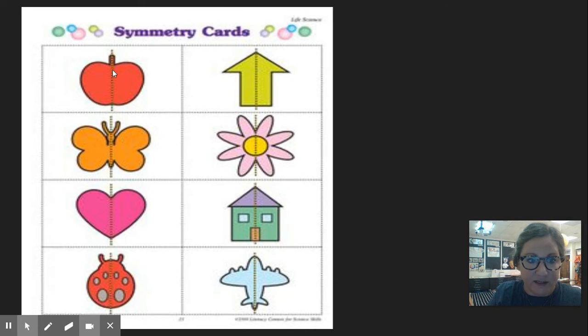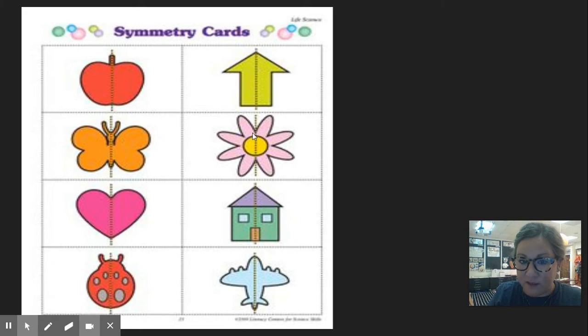This apple is symmetrical because the line is down the center, up and down, a vertical line, and half of the apple is the same as the half on the other side. When we look at this butterfly, it has 2 wings and 1 antenna on this side, and it has 2 wings and an antenna on this side.